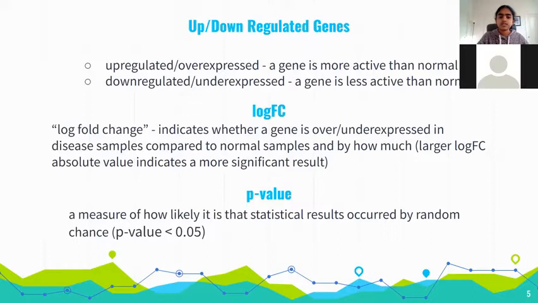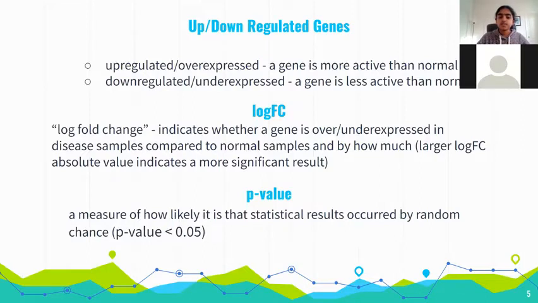Log FC means log fold change. It indicates whether a gene is overexpressed or underexpressed in the experimental samples, the disease samples, compared to the normal samples. The absolute value can tell you how much larger or how much less the change is, and a larger absolute value indicates a more significant result.